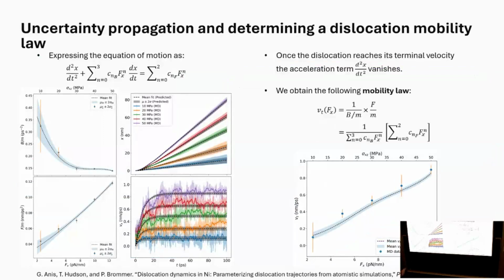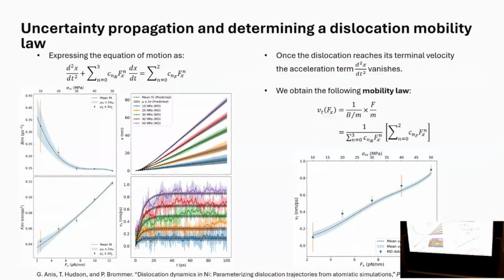So once we had that, going back to the third point that I mentioned at the beginning, how can this be used to inform other methods? We thought of essentially doing a dislocation mobility law with quantified uncertainty. So if we repeat the same process at different applied shear stresses, we can learn and then again sample the parameters in the same way.